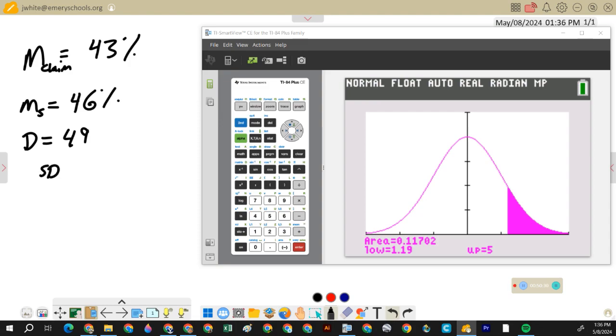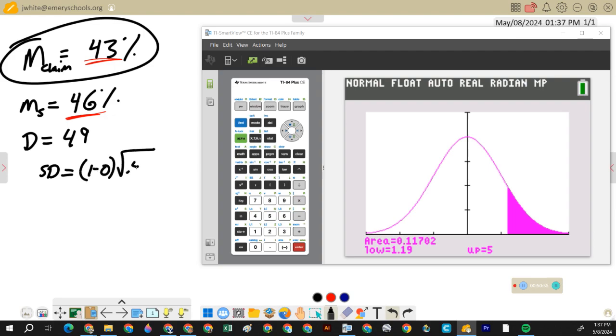So we need an SD. Which one of these do we use for our SD? The sample or the claim? Always use the box unless you don't have it. So we are assuming that this is the box. So the SD is going to be 1 minus 0 times the square root of 0.43 times 0.47, which we know is going to be 0.499. The good thing is if you mess that up, it's not going to matter too much because this is really close to that.